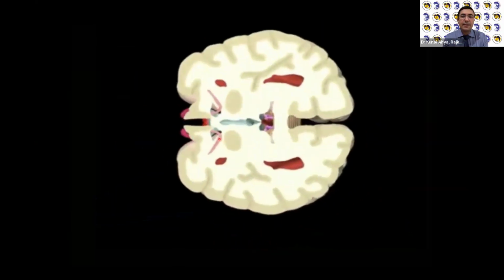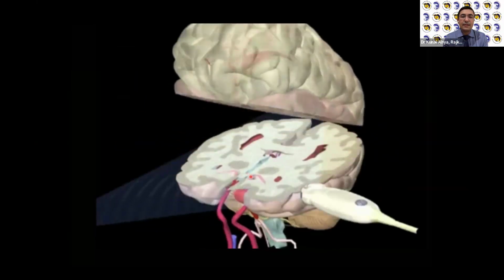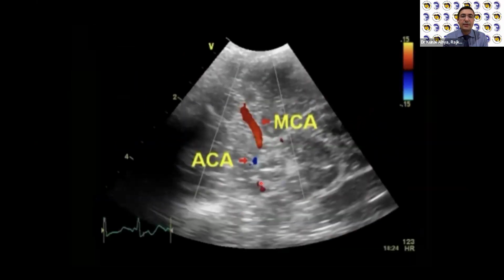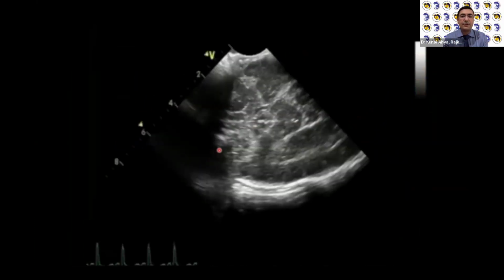And this is the middle cerebral artery, what you see. These are the middle cerebral arteries. Okay, so this is how you get to see the middle cerebral artery over here. Again, same thing. You keep your pulse wave Doppler gate over here and then you get the waveforms and you will have to measure.